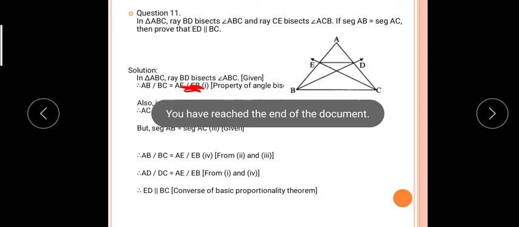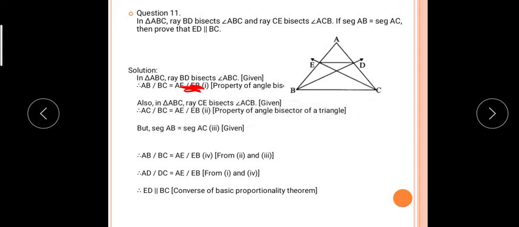So we have to stop here. All the questions of exercise 1.2 you have to complete in your notebook. Learn it, study it well, all the 4 theorems, and if doubts are there you can ask me in the doubt session. Thank you, students.